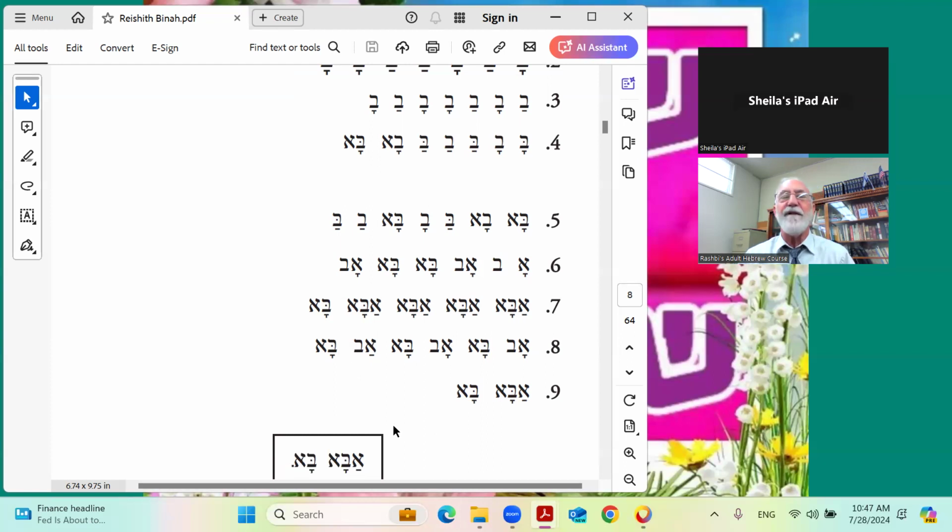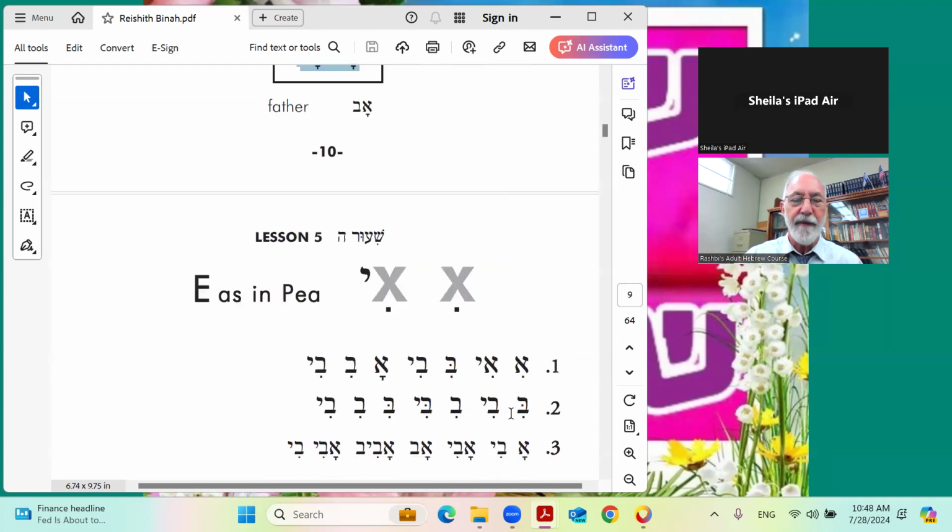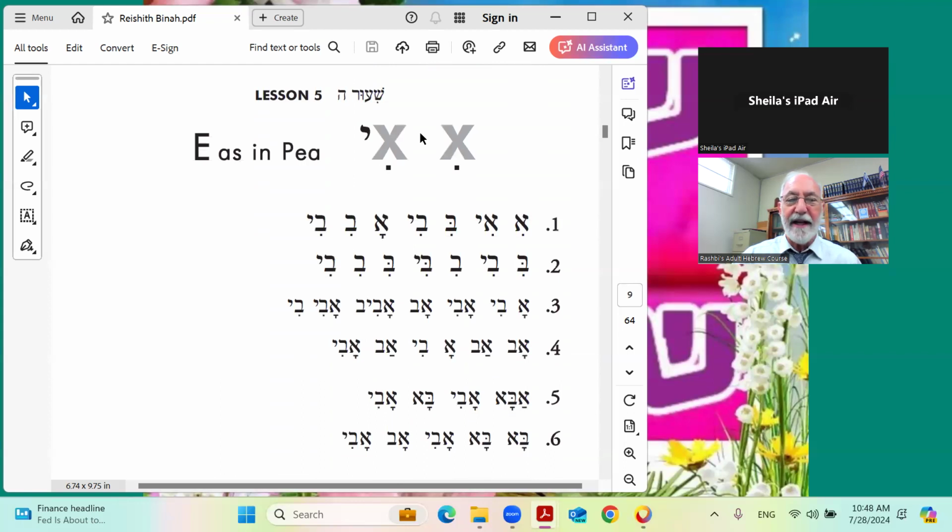Now, av is also father, but it's more formal. So it's more like father, whereas abba is like dad or daddy. And I heard that abba really comes from the Aramaic. I don't know. So we've learned a sentence, abba ba, which is dad is coming. Av ba, which is father is coming. More respectful, right?